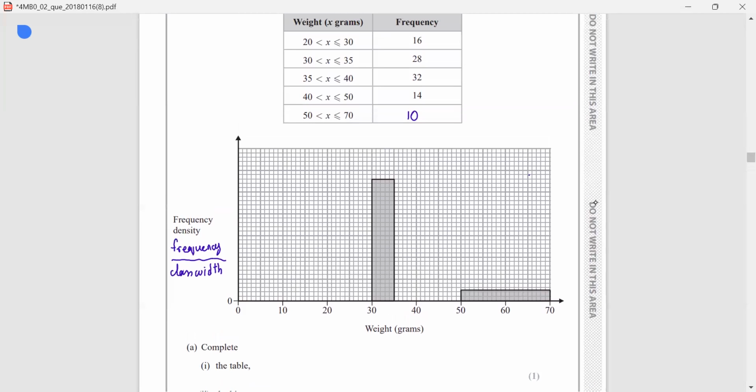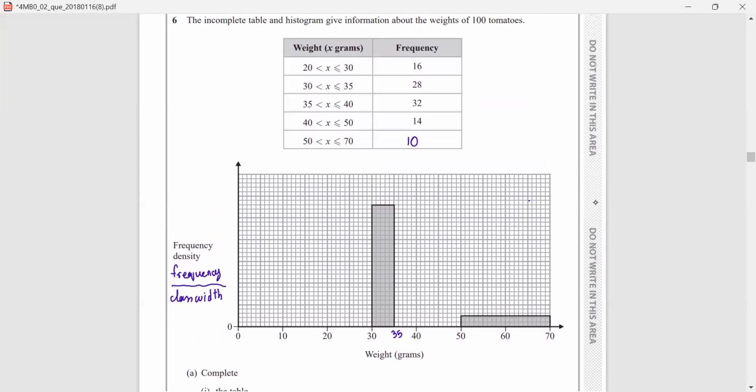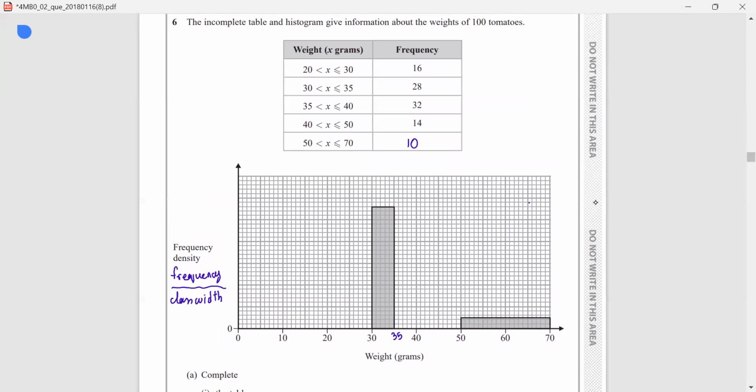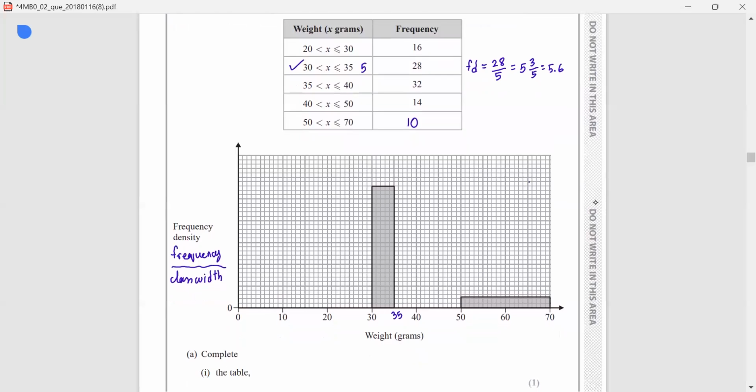So we can see that for the interval 30 to 35, a bar has been drawn, 30 to 35, second row. So here class width is 5 and frequency is 28. So what will be the frequency density for the second row? Frequency density is frequency divided by class width, 28 divided by 5, which will give us 5 whole 3 by 5. Also, we can write 5.6. It means that the height of this bar is 5.6.